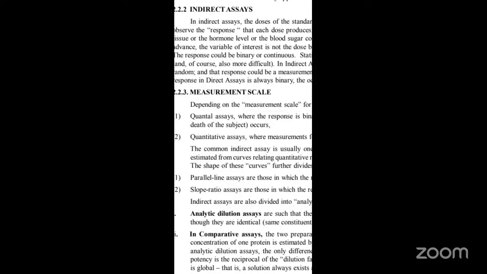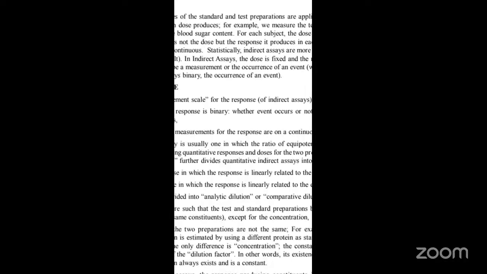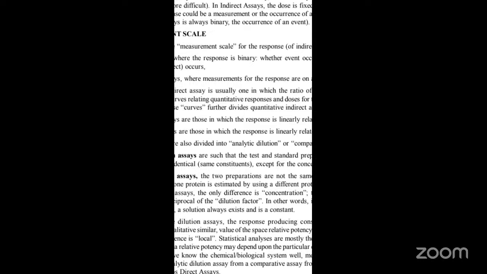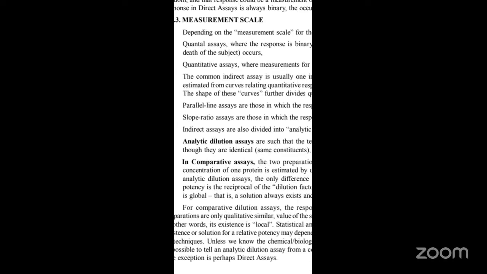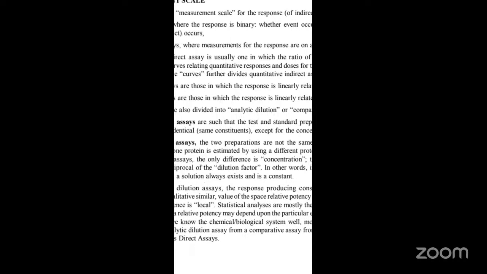The common indirect assay is usually one in which the ratio of equipotent doses is estimated from curves relating quantitative responses and doses for the two preparations. The shape of these curves further divides quantitative indirect assays into parallel line assays, those in which the response is linearly related to the log dose. Next one is slope ratio assays, those in which the response is linearly related to dose itself.